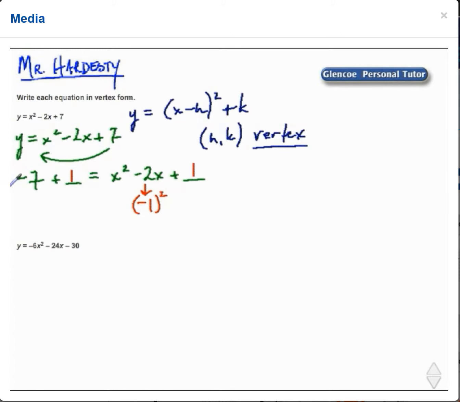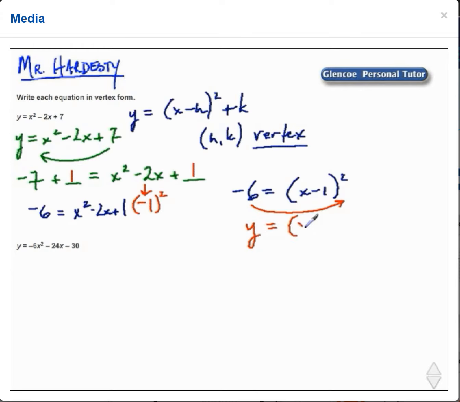Now we'll simplify. Negative 6 is our sum on the left side, and x squared minus 2x plus 1 I'll rewrite as our trinomial. We want to express that in its perfect square form. That is, negative 6 set equal to x minus 1 times itself, that is, x minus 1 squared. Finally, we'll take our constant and send it back to the right side and say y equals the quantity x minus 1 squared plus 6. And that is our equation in vertex form.